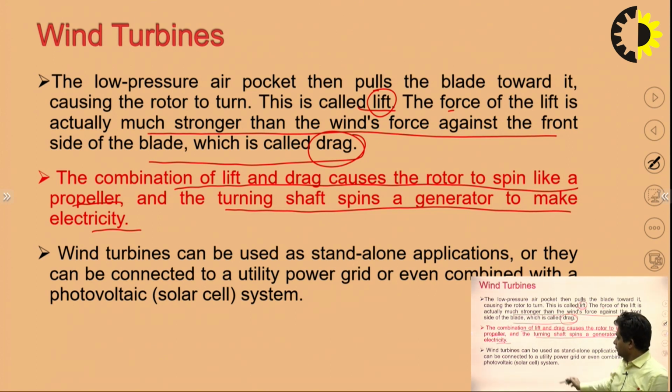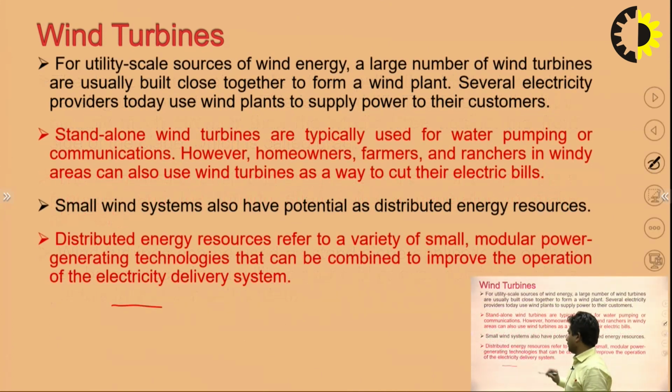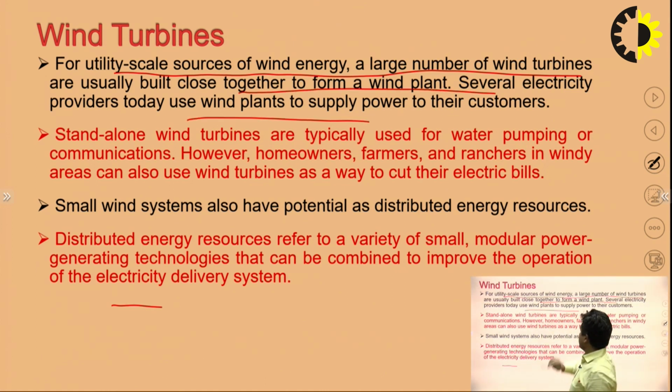Clear? These wind turbines can be used as a standalone application, or they can be connected to a utility power grid, or even combined with a photovoltaic solar cell. So there is a utilization, how much you can utilize these facilities. For utility-scale sources of wind energy, a large number of wind turbines are usually built close together to form a wind plant, and several electrical providers use the wind plants to supply power to their customers.